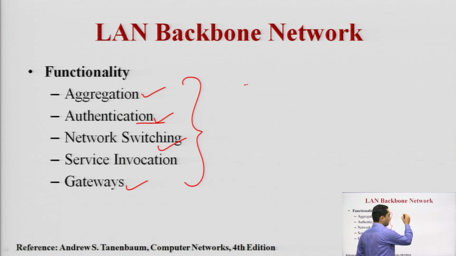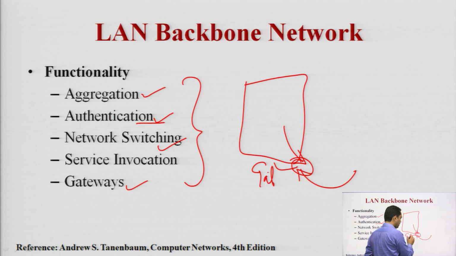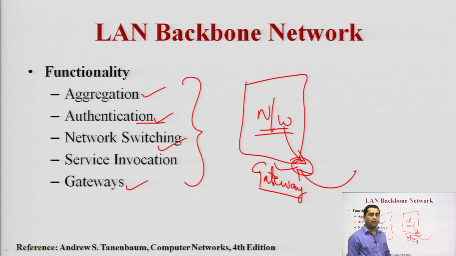Suppose this is my network which I am using. The gateway will sit here and monitor all the inflow and outflow of the network: what type of data we are sending and what type of data we are receiving. So, the gateway is the entity managing all these things. It is a very important point to understand the functionality of the gateway and how we use it in expanding the network. Okay, so this is all about the backbone network.